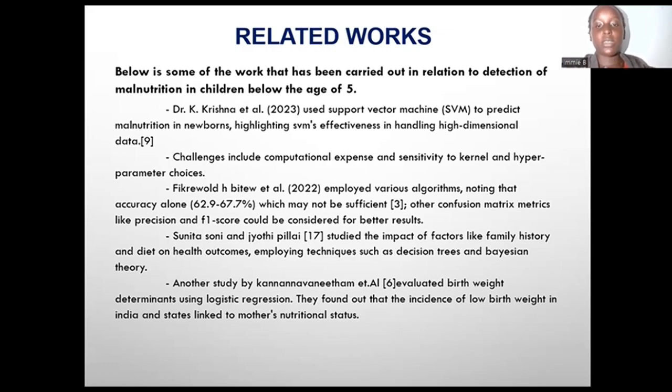The other work was still using machine learning and they used very many algorithms and chose the one which had the best accuracy. But looking at this work, we realized that accuracy is not the only metric that can be used to show effectively the performance of a model. Then another work used logistic regression and found that the incidence of low birth weight in India, where the study was carried out, was linked to the mother's nutritional status. So they realized that a kid's nutrition status depends on the mother's nutrition status. They also looked at things like breast milk. If the mother cannot breastfeed the kid very well, there are high chances of that child being malnourished.